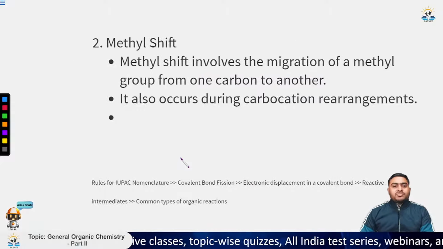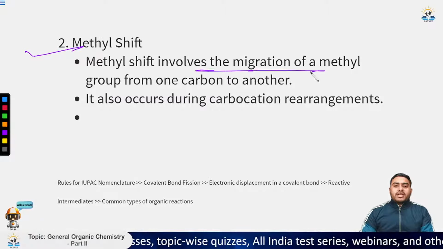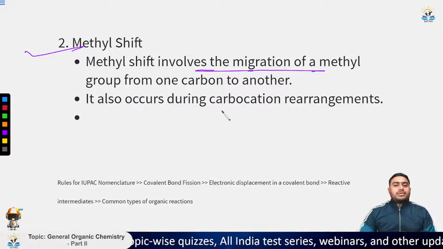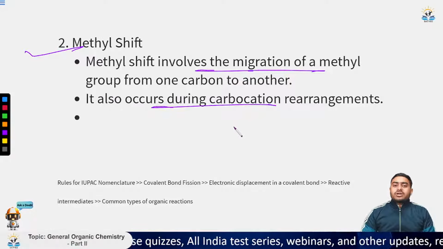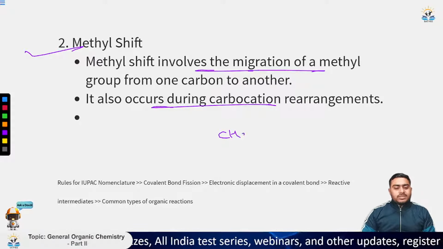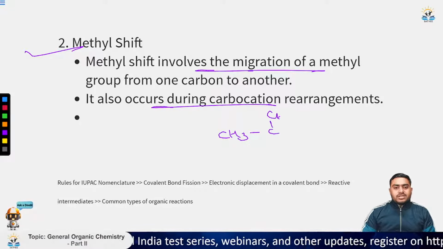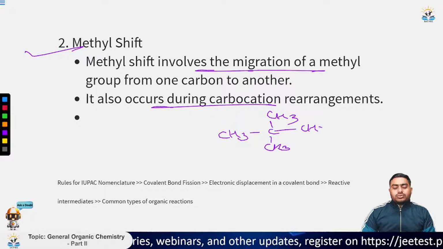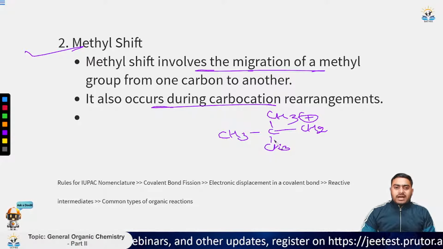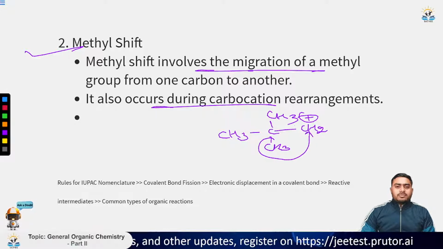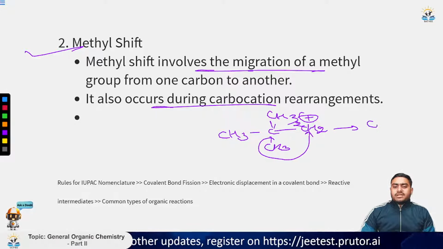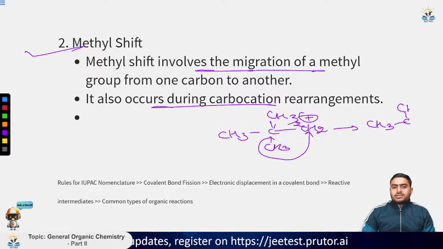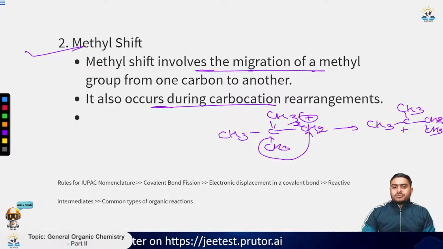Okay, like this. Next, methyl shift involves the migration of a methyl group from one carbon to another. It also occurs during carbocation rearrangements. For example, CH3, C, CH3, CH3 and CH2 positive. If I rearrange this methyl to this, that means a 1-2 methyl shift. So you will get CH3, C, CH3, CH2, CH3 and positive. This is primary carbocation, this is tertiary.